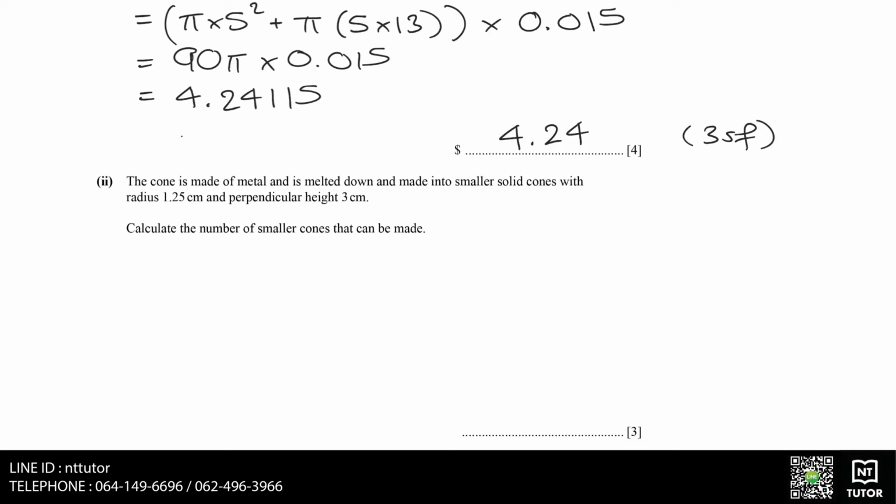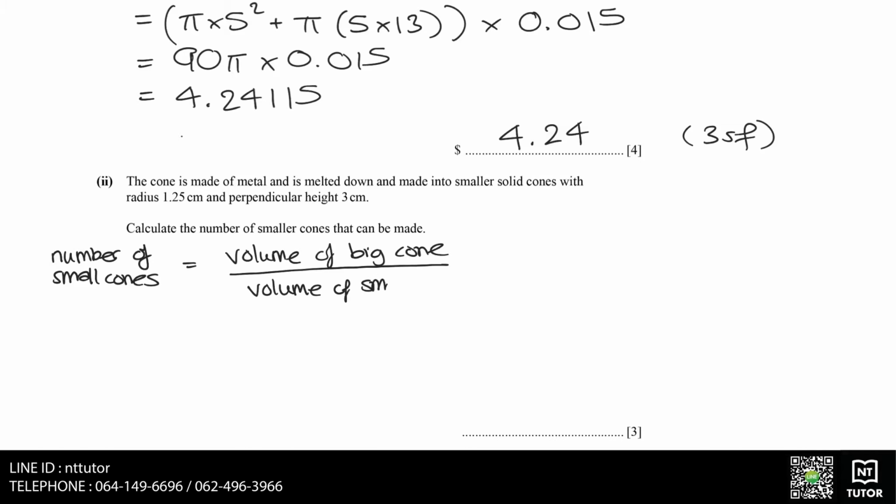The cone is made of metal and is melted down and made into smaller solid cones with radius 1.25 centimeters and perpendicular height 3 centimeters. Calculate the number of smaller cones that can be made. Assuming that no metal was lost in the process of making the smaller cones, the number of small cones that we can make would be equal to the volume of the big cone divided by the volume of the small cone. But we do not have a formula to calculate the volume of a cone.